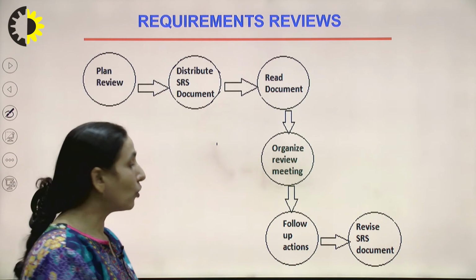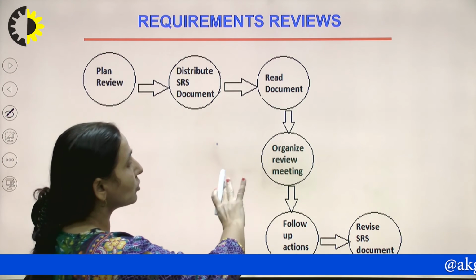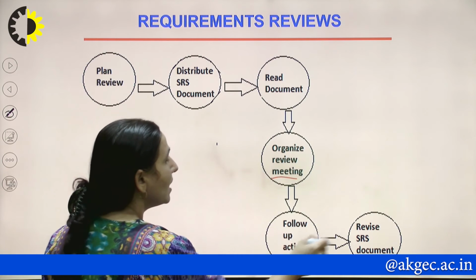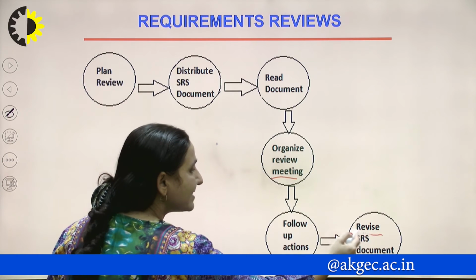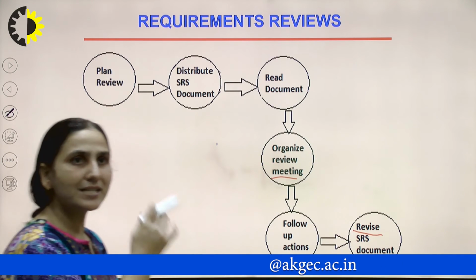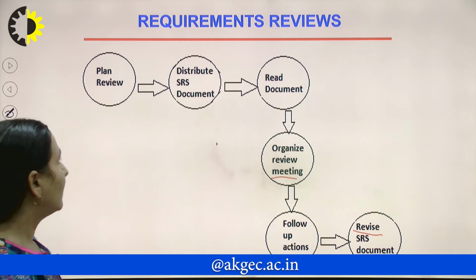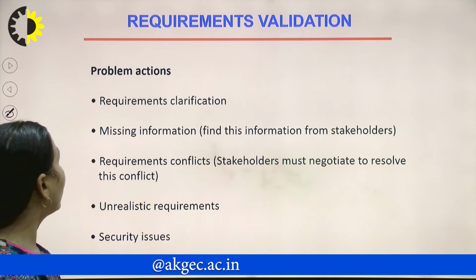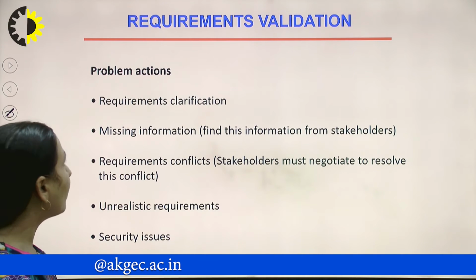Right? So, based on the follow-up action, or based on the result of the overall review meeting, do we need to revise this, or is it okay? So, these are the different requirements review phases. Now, problem actions. What are the problem actions?